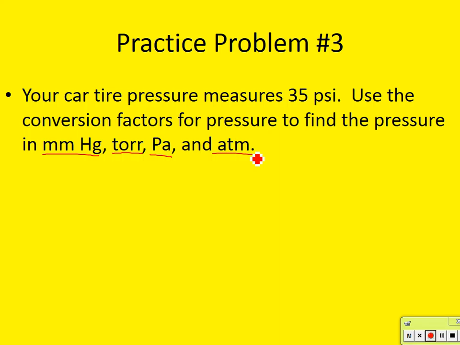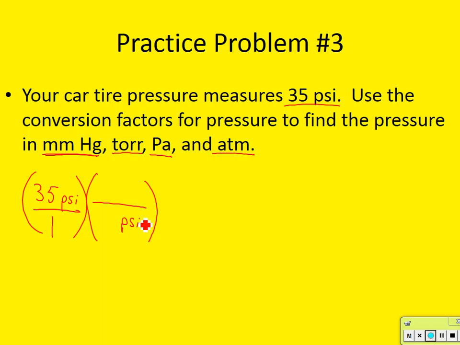Okay, here we go. What are we going to start with, guys? We're going to start with 35 psi. That's what it gave us. So put 35 psi over 1. We're just going to use conversion factors, just like stoichiometry. Let's just do it in order. Millimeters of mercury first. If psi is on top, what's got to go on bottom? psi. Is there a conversion factor that takes psi to millimeters of mercury? Not straight there.